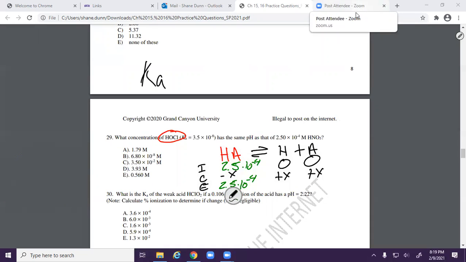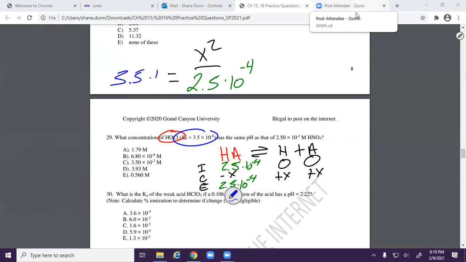Ka is equal to the products over reactants, which with 2 products times each other is x squared over 2.5 times 10 to the negative fourth power. Yes, x is negligible because it's a weak acid, right? If it was a strong acid, you could just plug it straight into the negative log equals pH equation. Our Ka value is 3.5 times 10 to the negative 8th, right? Same thing, solve for x.